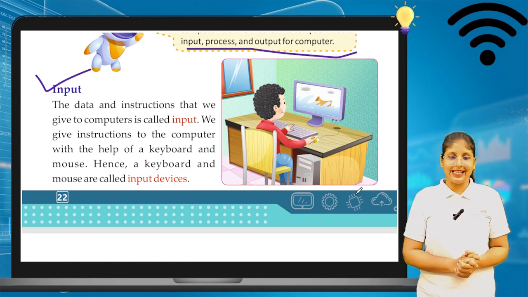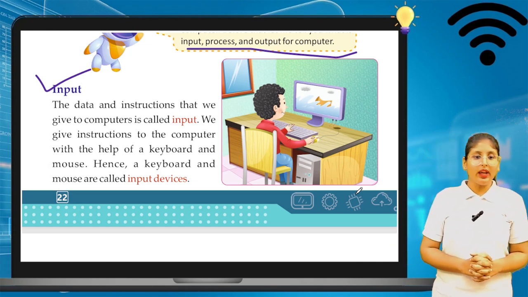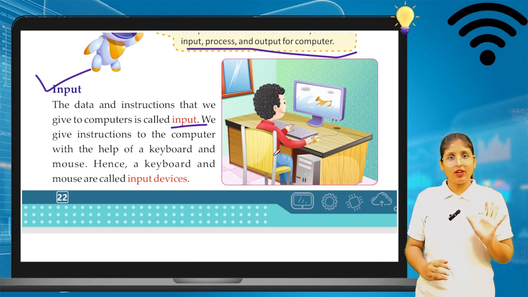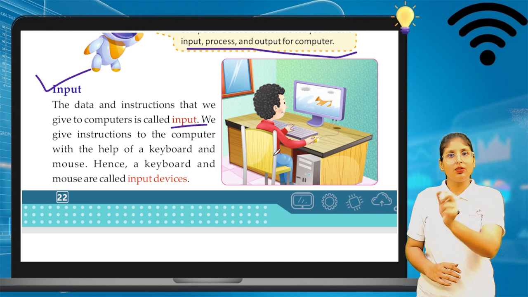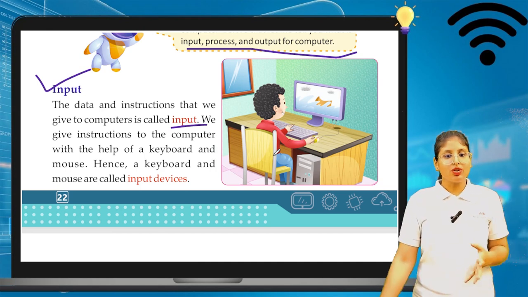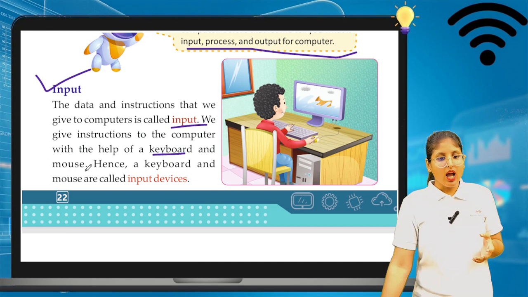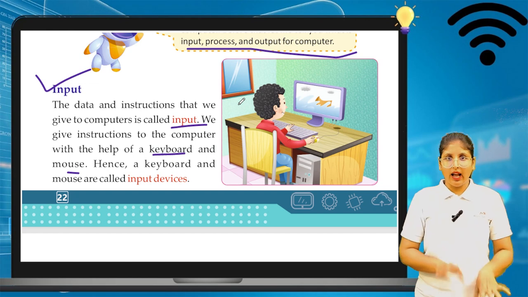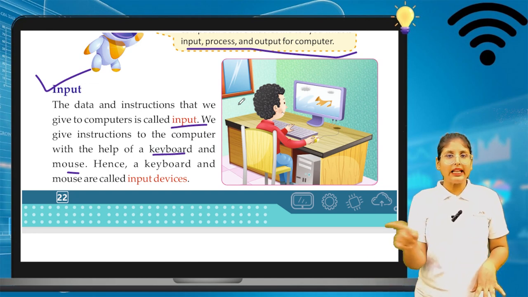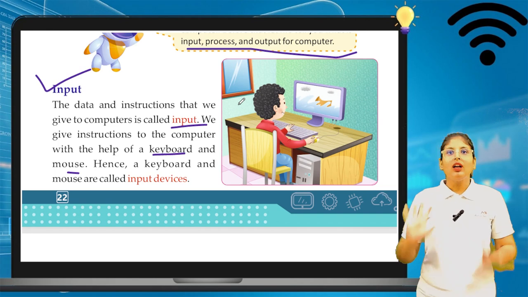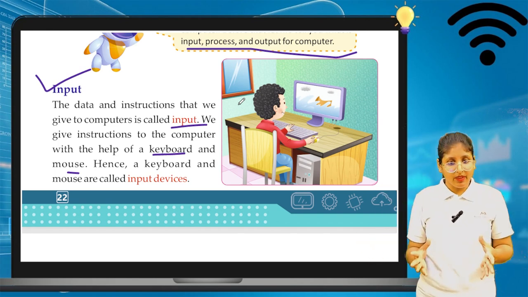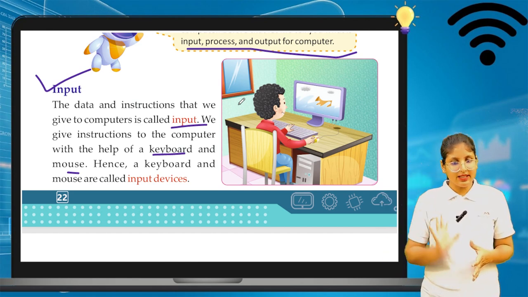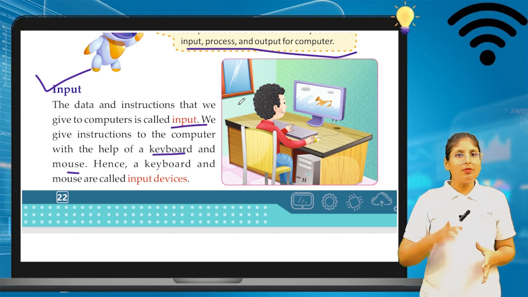The data and the instruction that we give to a computer is known as input. The instruction which we are giving to the computer, that is input, I-N-P-U-T. We give instruction to the computer with the help of keyboard and mouse. Of course, we give commands to the computer with the help of the keyboard, by typing, or with the help of the mouse by clicking anything. Input means the data and the instruction that we give to the computer.